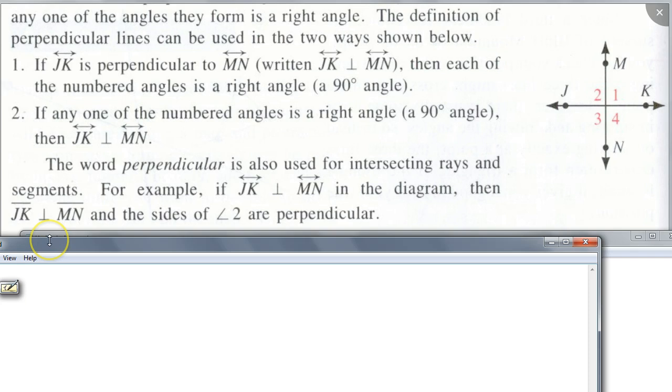Also, can rays be perpendicular? Yes, as long as two rays have a common endpoint. Let's say this intersection is O, then OM and OK will be perpendicular and so forth. So the word perpendicular isn't only for a line, it could be used for segments and rays. That's sort of obvious. You don't have to write that, just know that. Any questions?